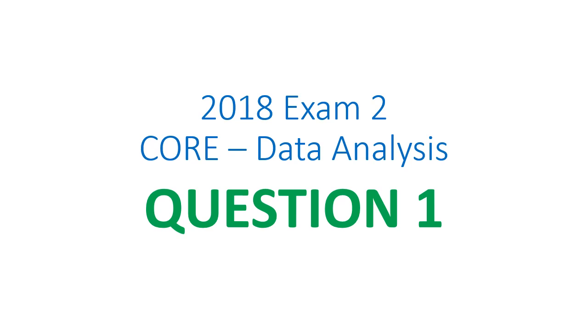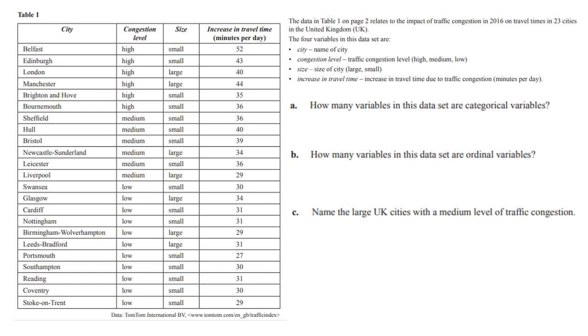2018 Exam 2 Core Data Analysis Question 1. Okay, we've got a lot of data on the table to our left, and it says how many of these variables are categorical variables. So categorical, that can be nominal or ordinal.